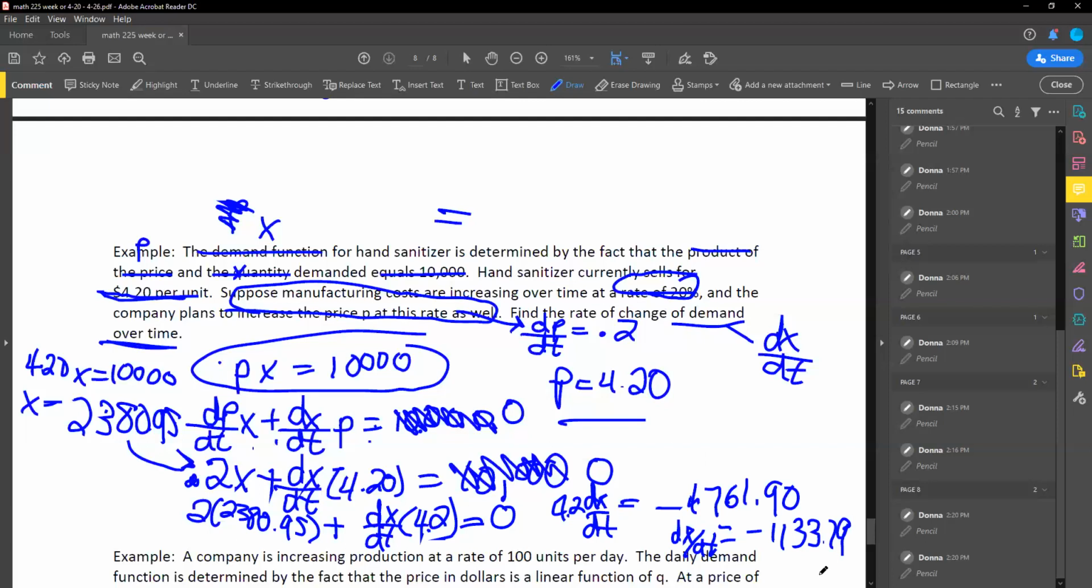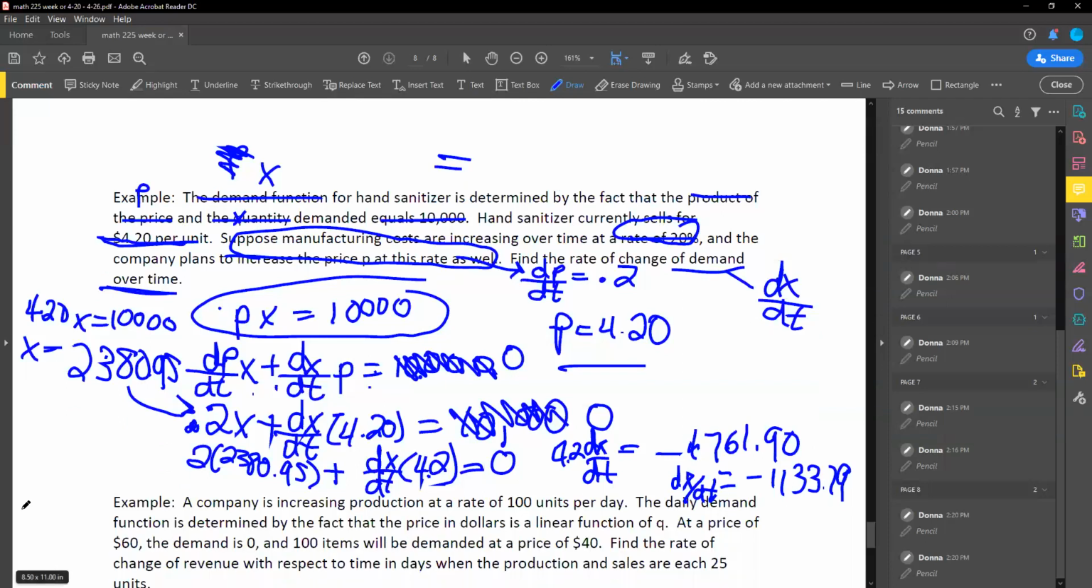So that's the number in the manufacturing. So if I'm raising my price, it makes sense the rate of manufacturing would go down because the demand's going down. So the demand is going down by negative 133.79 toothbrushes per, they don't give us a unit here, whatever the unit of time is. Okay, but that's what my demand is going to go down by at that rate.